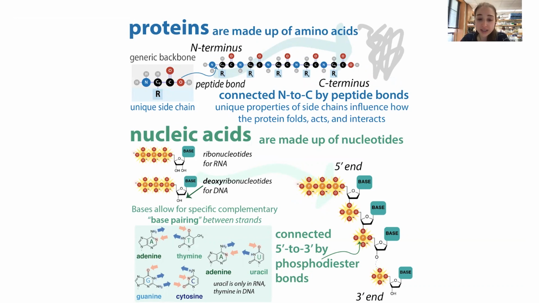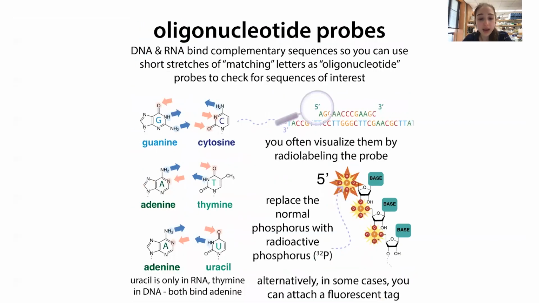A to T and G to C, and then in RNA you have A to U. So RNA has uracil, thymine is in DNA, but they both can bind to A. And so you can get RNA to bind to RNA, RNA to bind to DNA, DNA to bind to DNA. And so in these experiments, what we typically do is we use a probe that has a sequence that is complementary to the sequence that we want. So if there was a G in our sequence, we'll have a C in our probe.